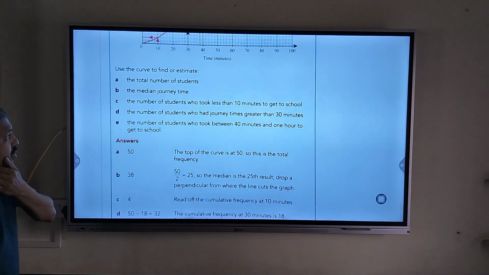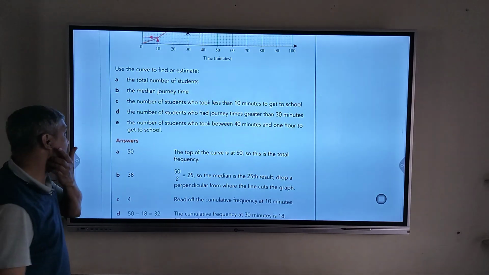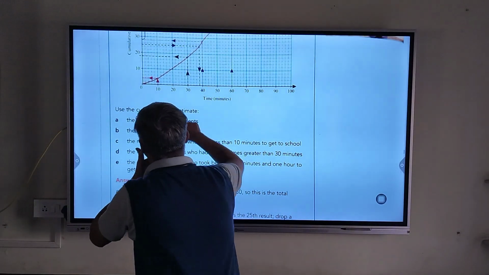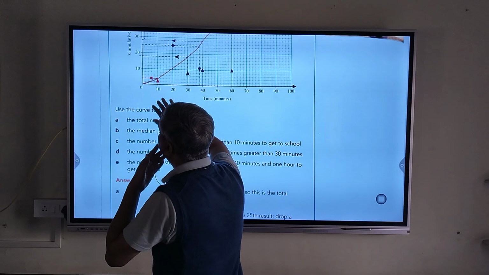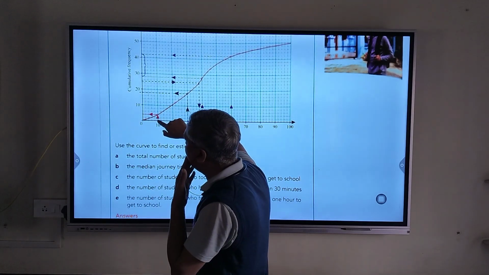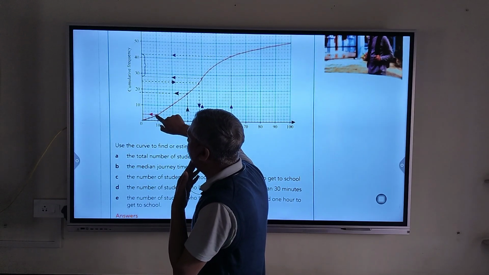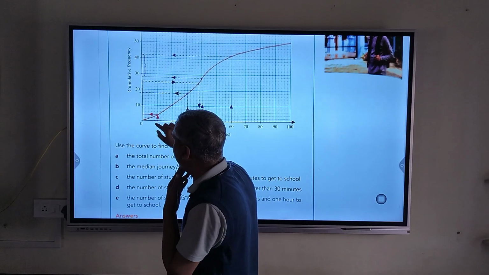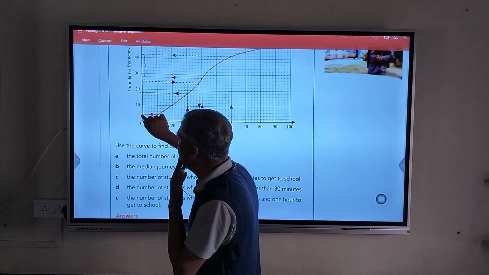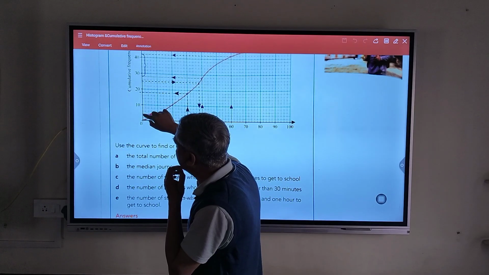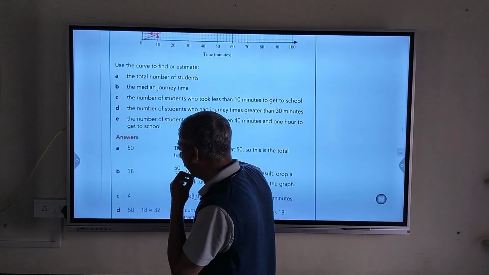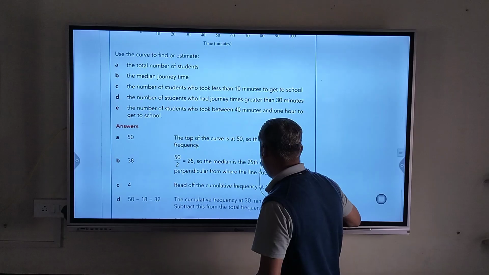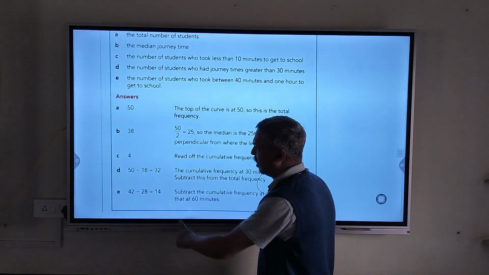See the number of students who took less than 10 minutes to get to the school. Less than 10. 10 minutes here. And how many are falling less than 10? Up to this point, check this. This is 4 students. So the answer is 4 students take less than 10 minutes.